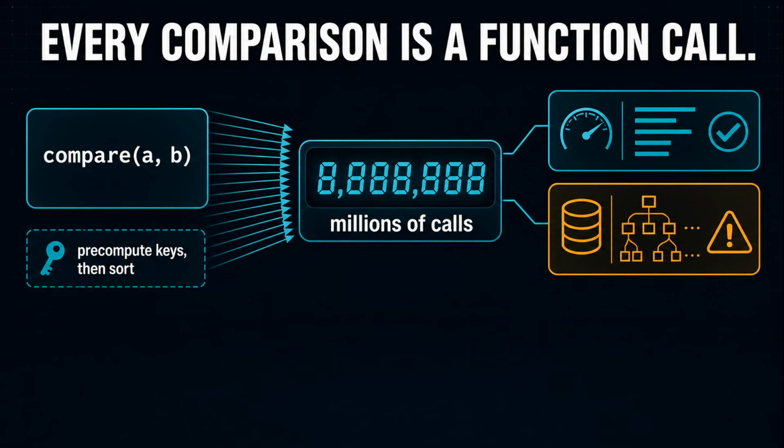I have lost an afternoon to a comparator that was hitting JSON parse a million times. The fix is usually to pre-compute the sort key once into a flat array, then sort that. Python's key argument does exactly this. It is almost always the right move when the comparator is doing real work.